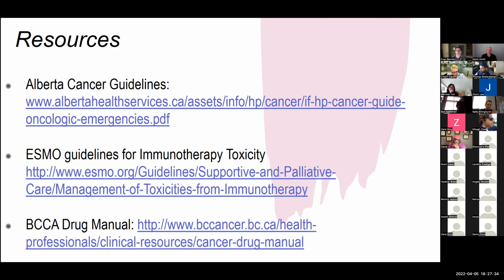I have to say the ESMO guidelines and the BC drug manual I use routinely. There's probably hardly a time on call where I'm not looking something up. And I'm an oncologist, so I always try and put the ESMO guidelines on the bottom of my progress notes on patients who are on immunotherapy. That's my practice, but not all my colleagues do that. But these are really, really helpful resources. So if you get anything out of this, it's these resources.